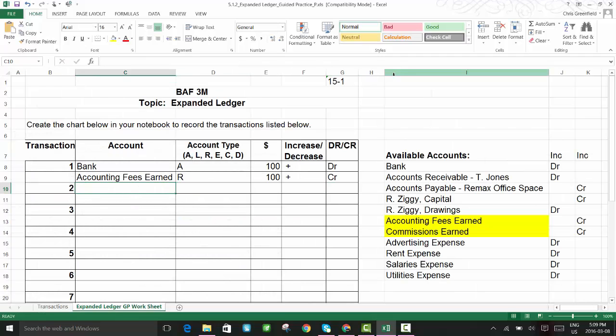So going back over here, again, where do we keep our cash? Well, in the bank account. And we need a revenue account again, but this time we're going to use our commissions earned instead of accounting fees earned. Having said that, we have, again, an asset account. This is the other revenue account, so that's an R. This time the value of the service was $500.